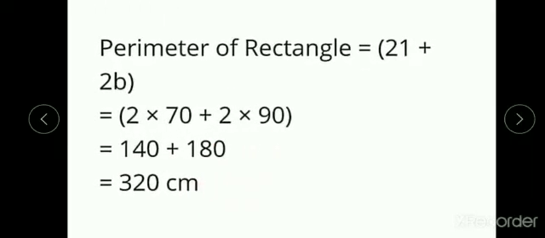The perimeter of a rectangle is 2 length plus 2 breadth, that is 2L plus 2B, that is 2 into 70 plus 2 into 90, that is 2 into 70 is 140 and 2 into 90 is 180. 180 plus 140 is 320 centimeters. So the perimeter is 320 centimeters.